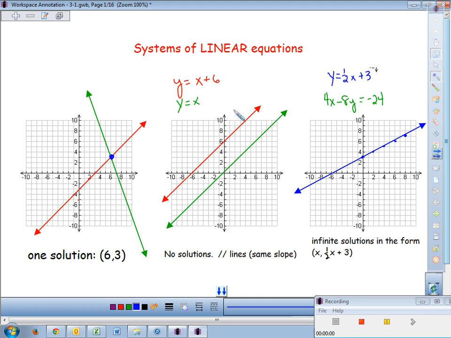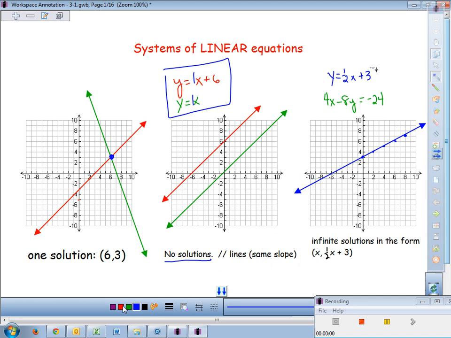Those lines could never intersect at all, meaning they were parallel to each other. And here are our two equations. You can tell those lines are parallel because they have the same slope, so that means there are no solutions, because we're looking for where these lines intersect and they don't intersect.